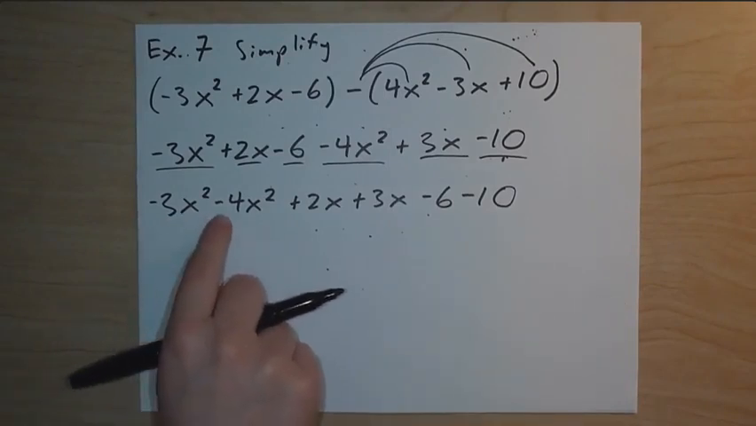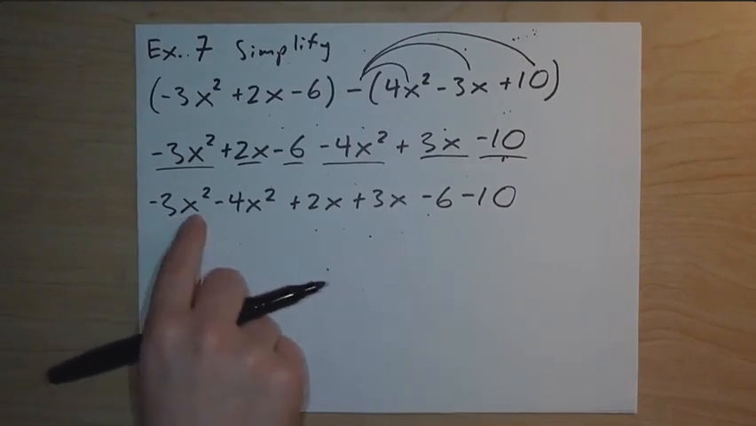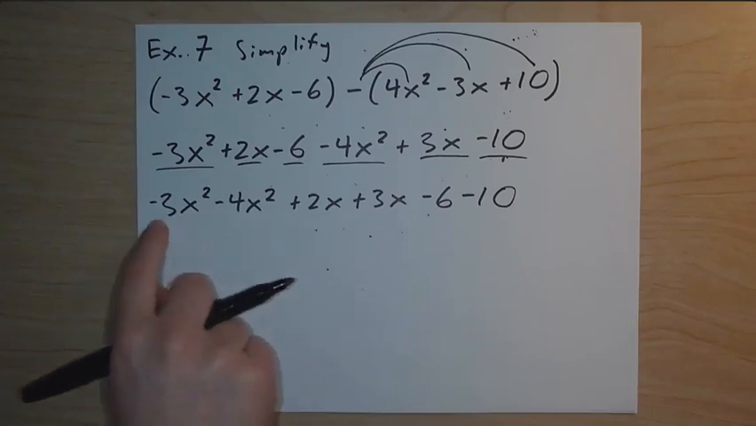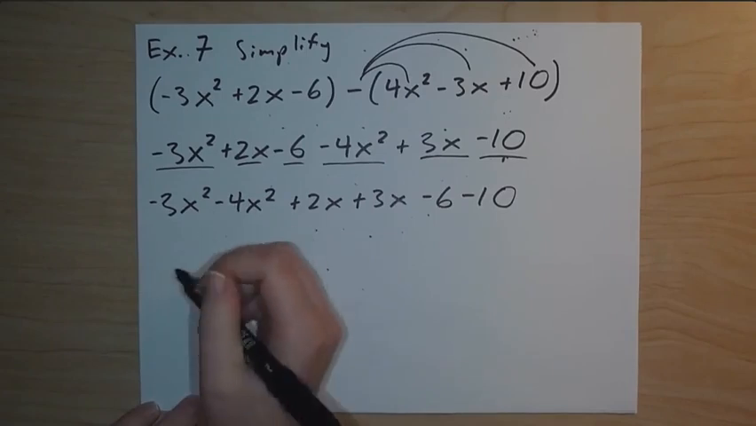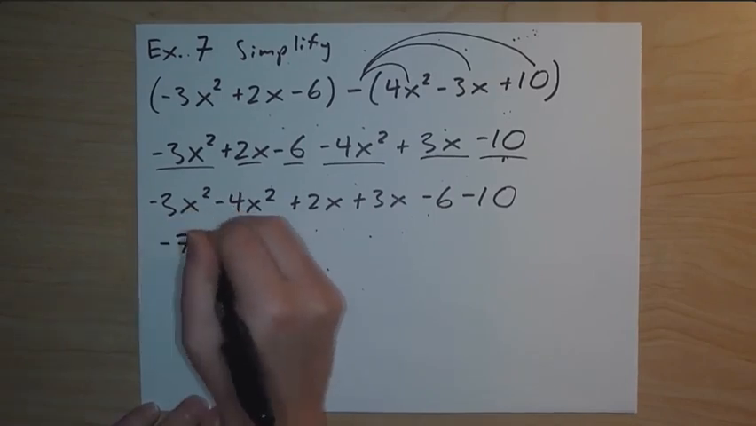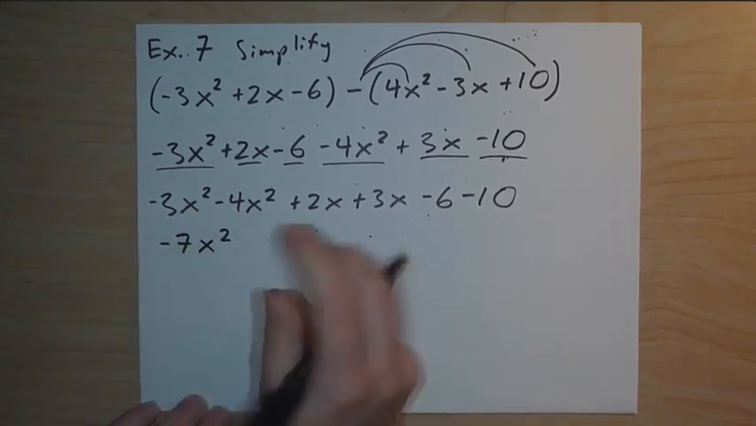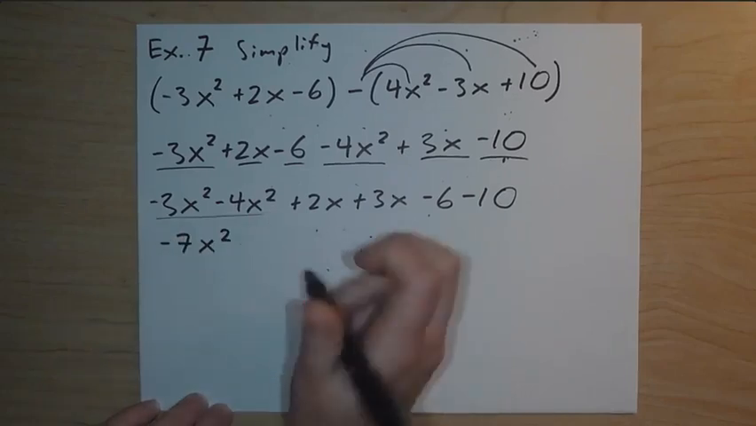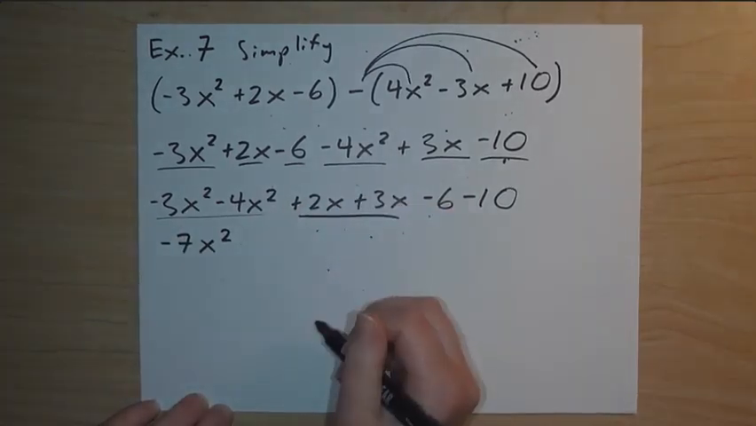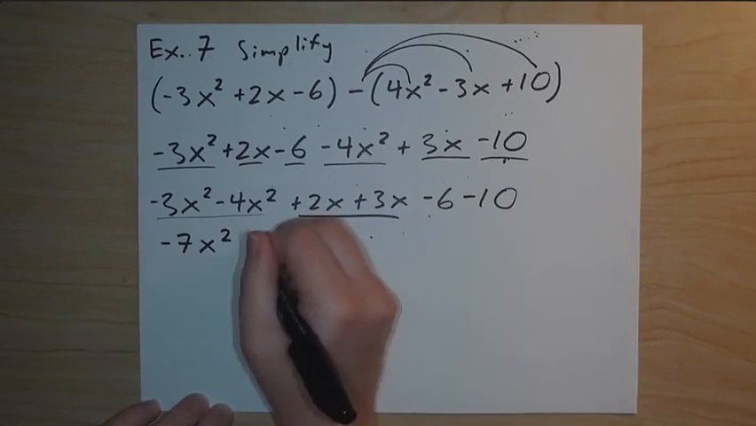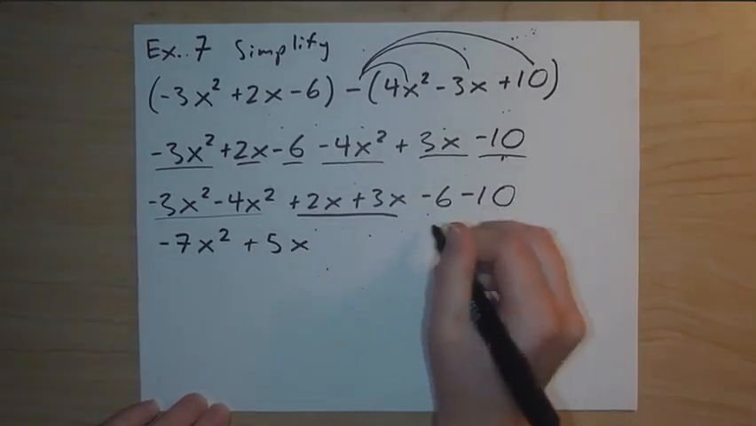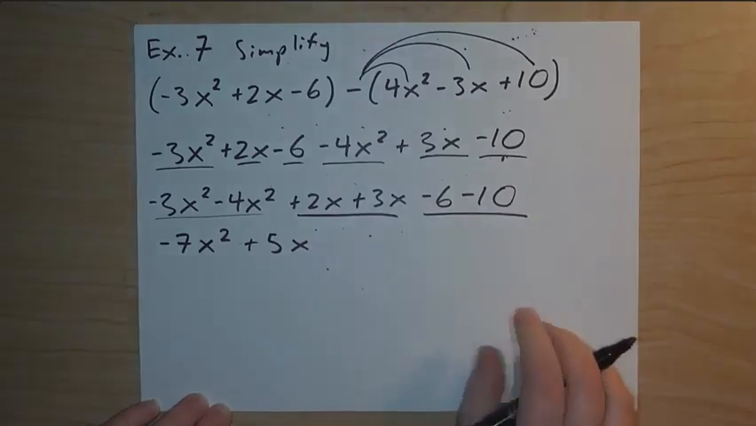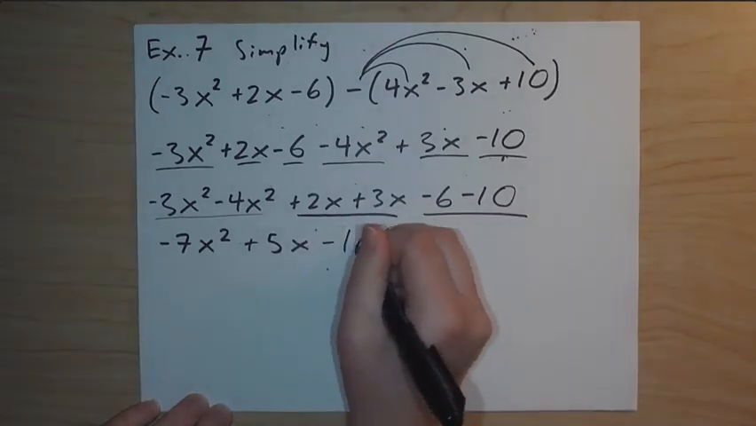So we have negative 3x squared minus 4x squared. Because they both have x squared, we can just simply go negative 3 minus 4. Negative 3 minus 4 is going to be negative 7x squared. So that's our first group. Our second group, we have 2x plus 3x. That's going to be 5x, so plus 5x. And then our last group is negative 6 minus 10. That's going to give us negative 16.